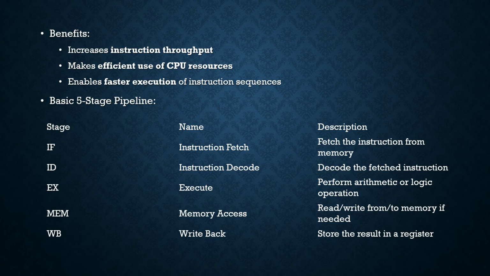Basically, the Pentium processor has a 5-stage pipeline which includes instruction fetch, instruction decode, execute, memory access and write back. Okay, so these are the 5 pipeline stages available in the case of Pentium. Previously we explained with fetch, decode and execute, but here we have 5 such pipeline stages. So what are the major benefits? It increases the instruction throughput, makes use of the CPU resources efficiently, right? And also enables fast execution. These are the major benefits.